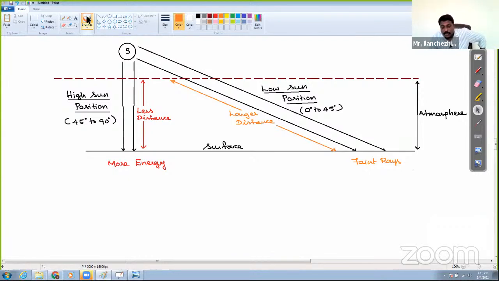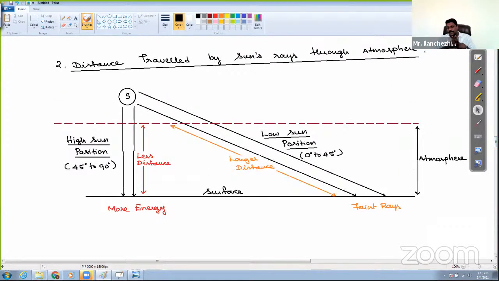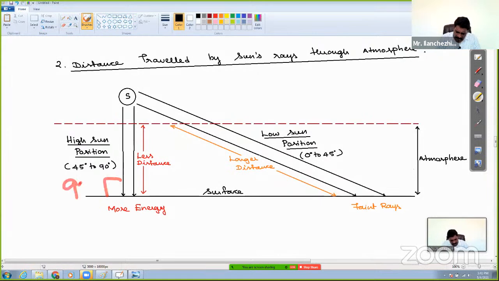So both the factors you have to take together. Somewhere you can write it as a sentence. Very important, very very important: the distance traveled by sun's rays through the atmosphere. Vertical sun's rays travel a minimum distance. When I say vertical sun's rays, what is the meaning? The sun's rays falling at a 90-degree angle I call vertical sun's rays, which will be traveling the minimum distance. You can write it.